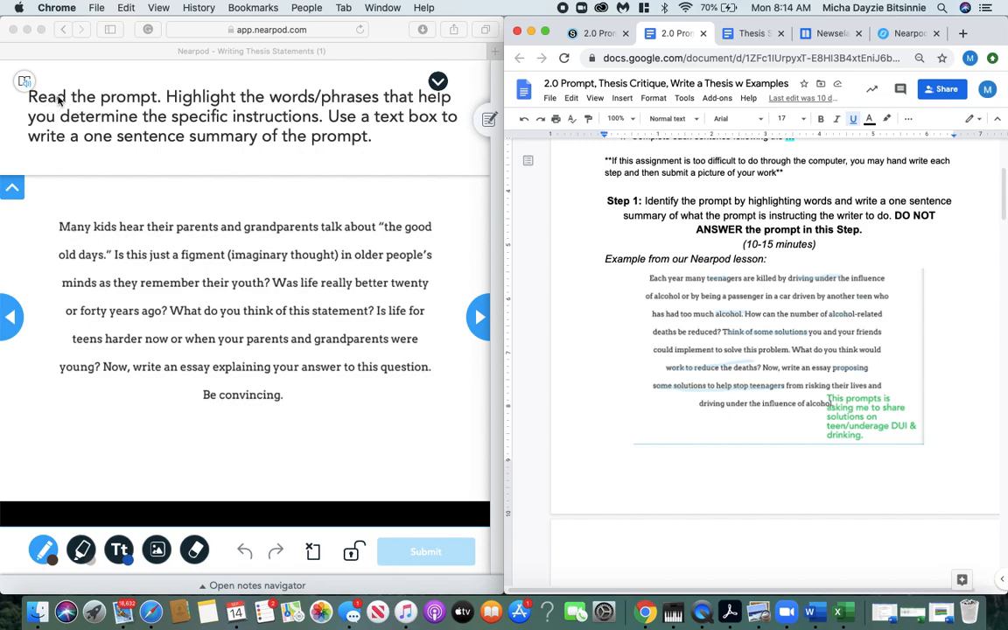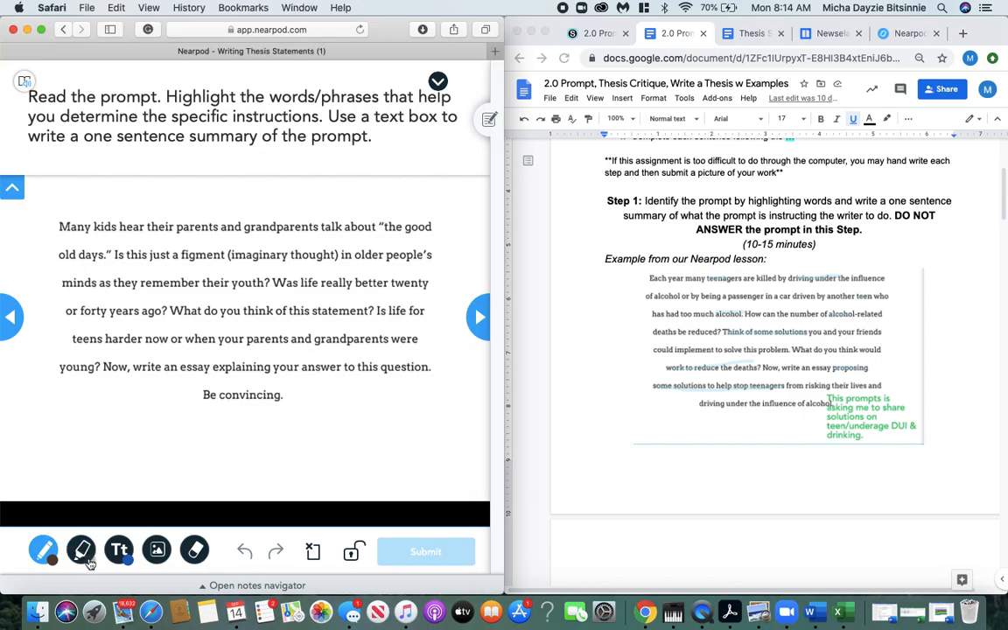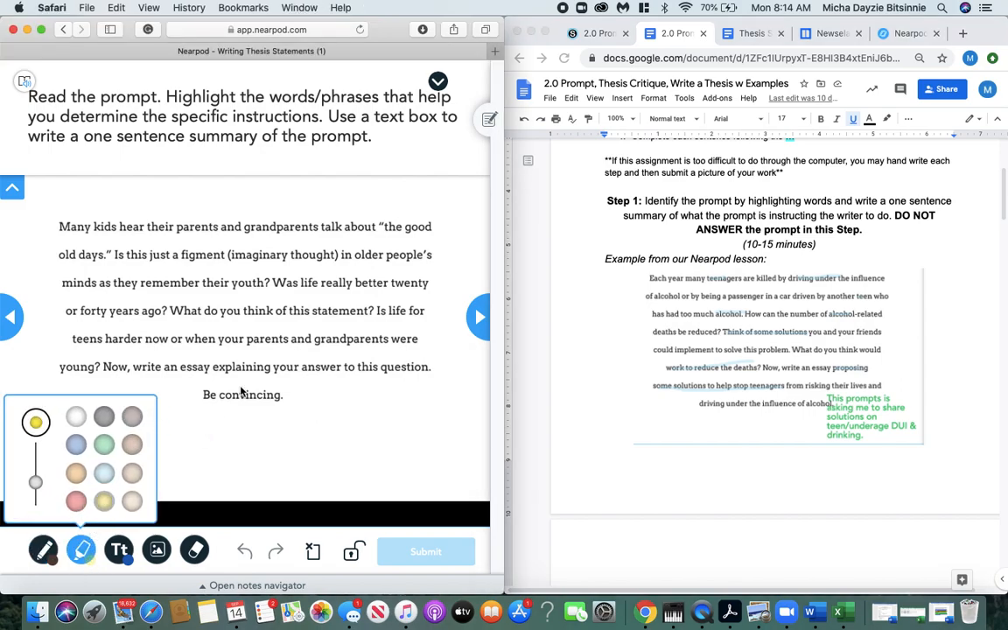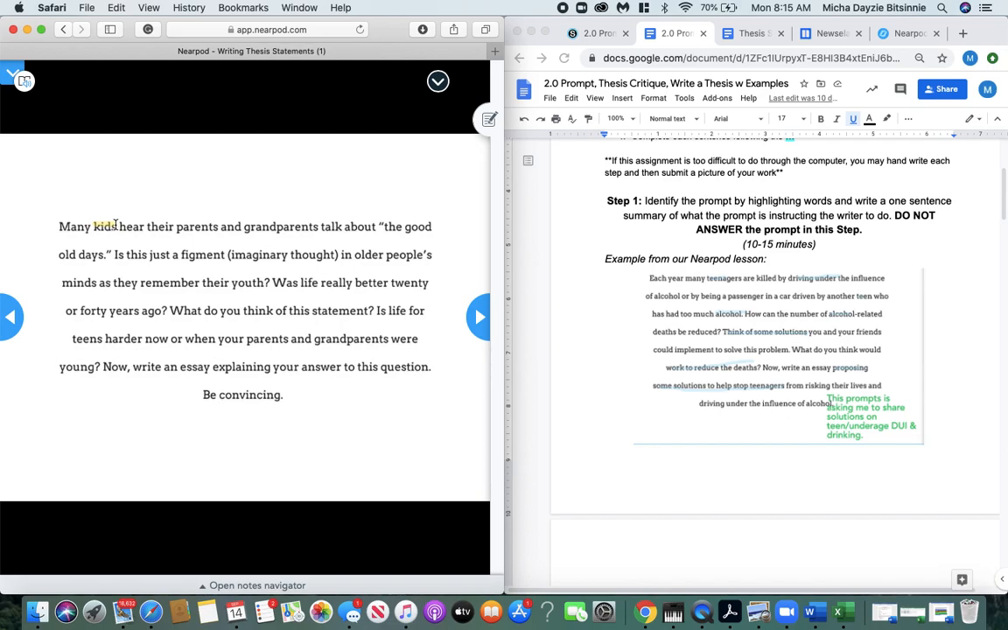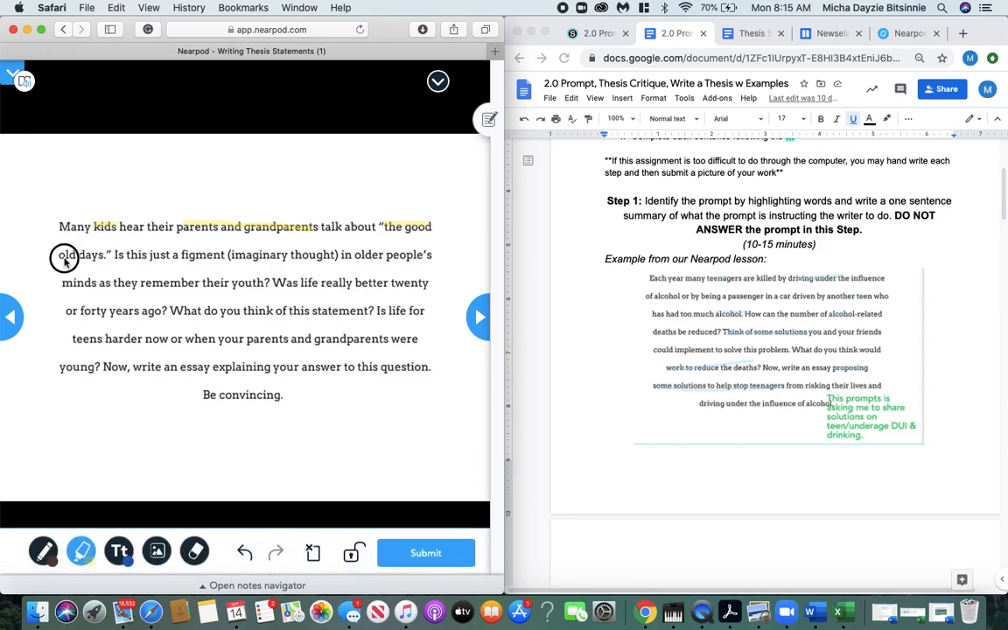Here's what the prompt is asking you to do. Read the prompt, highlight the words and phrases that help you determine the specific instructions. Use a text box to write a one-sentence summary. So what you're supposed to do is get a highlighter, and number 1, highlight the words and phrases that help you determine the specific instructions. This is what you need to do first. Okay, let me highlight the words. I see kids, parents, grandparents, talk about the good old days.